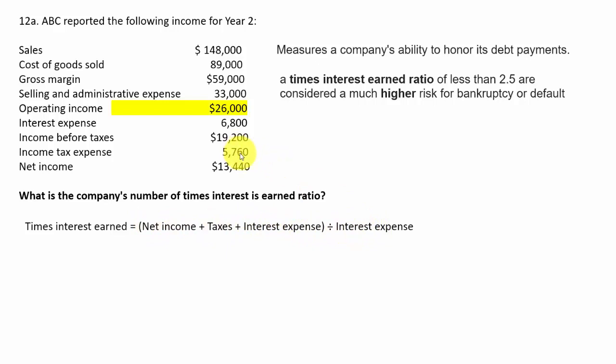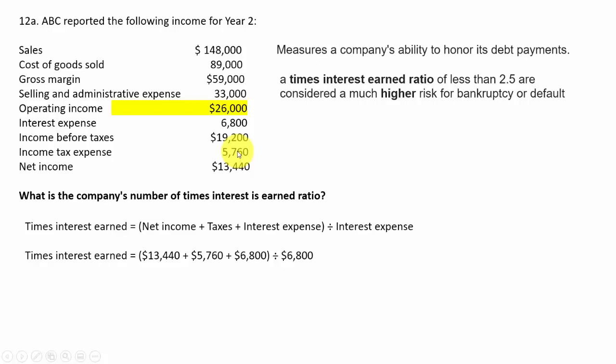Another way to say this is the times interest earned ratio is really operating income, or income before interest and taxes, which in this case is $26,000, divided by the $5,760. So, oh, hold it. I said just a second ago $5,760. I'm sorry. It's the $6,800, the interest expense. So let me start that again. It would be the $13,440, which is in this case net income, plus the $5,760, which is income tax expense.